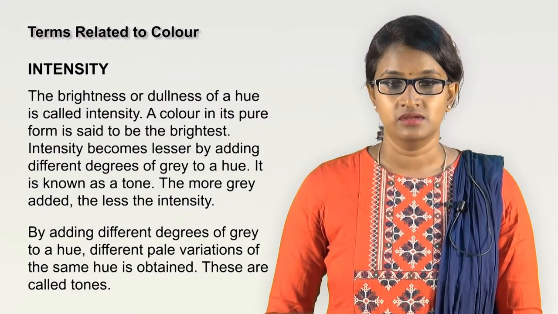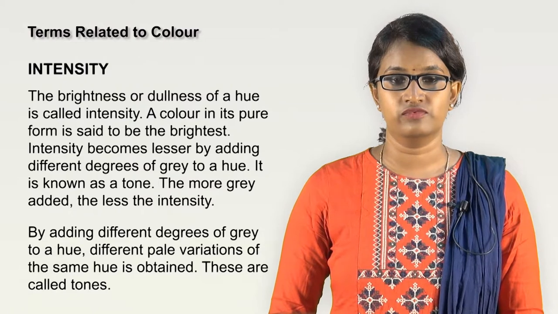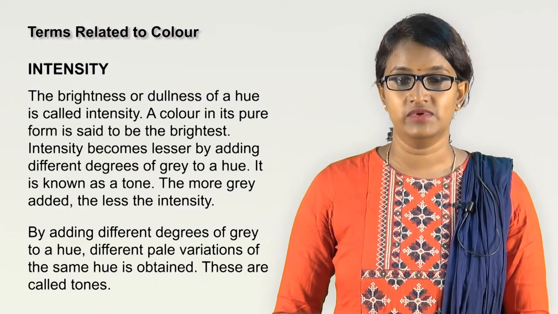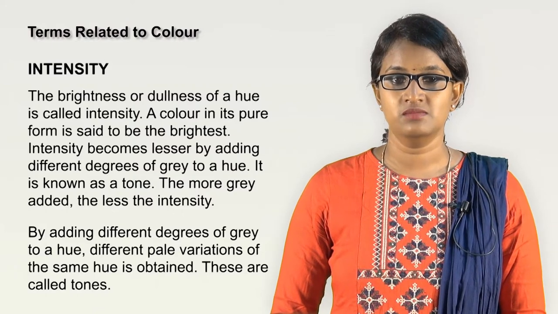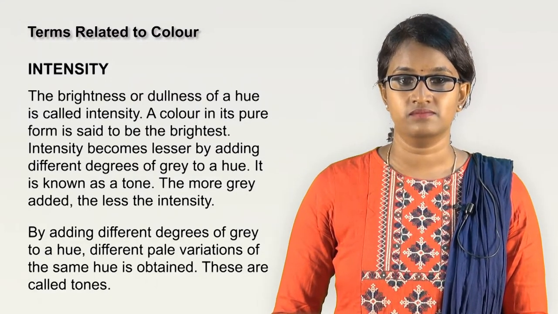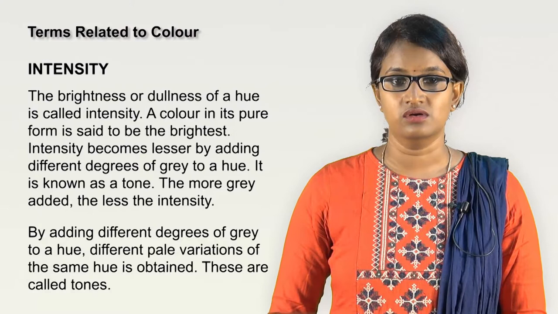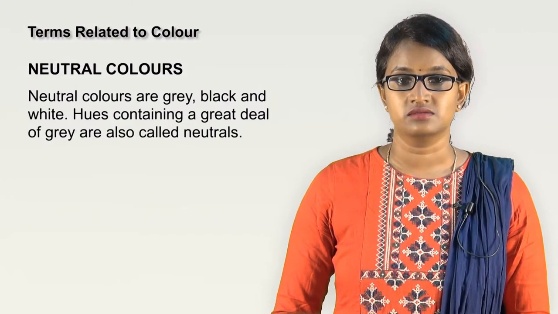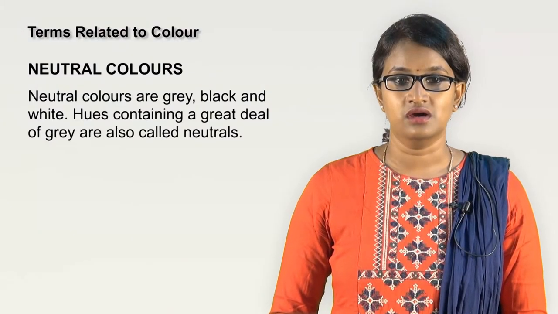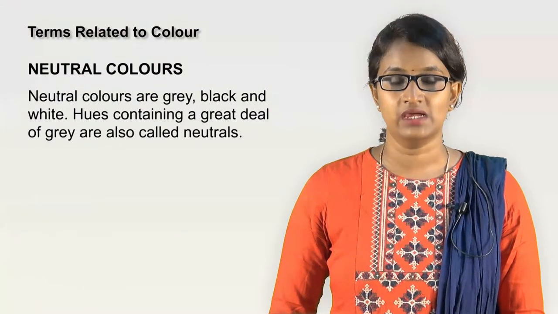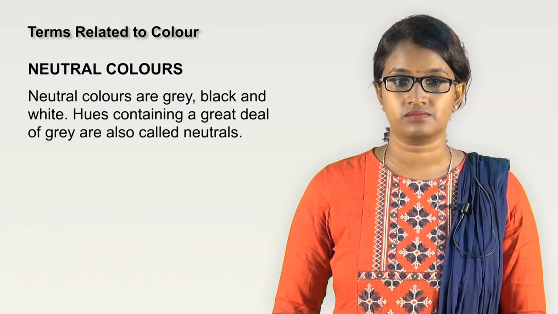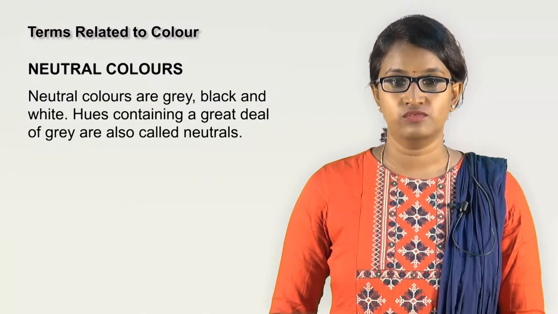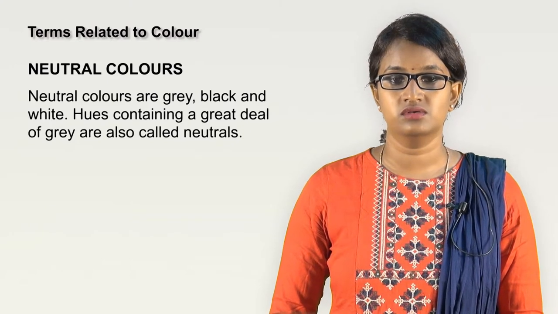By adding different degrees of gray to a hue, different pale variations of the same hue are obtained. These are called tones. Neutral colors. Neutral colors are gray, black, and white. Hues containing a great deal of gray are also called neutrals.